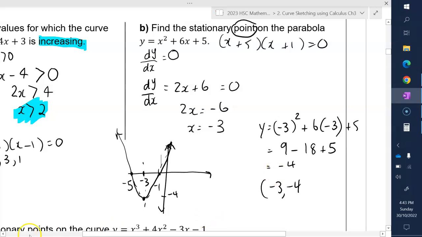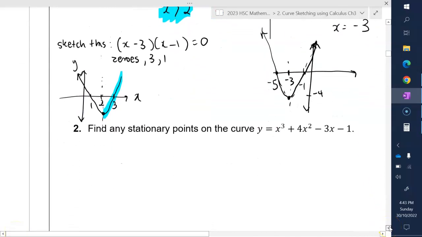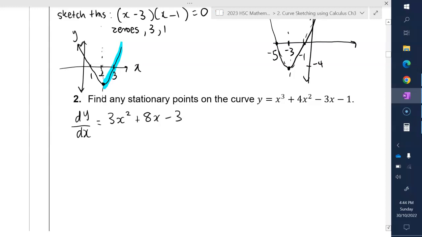Okay, let's go and have a look at the next question. Going down to number 2. Find any stationary points on the curve y is equal to x cubed plus 4x squared minus 3x minus 1. So very similar to the last question. Let's go dy dx, and that is equal to 3x squared plus 8x minus 3.